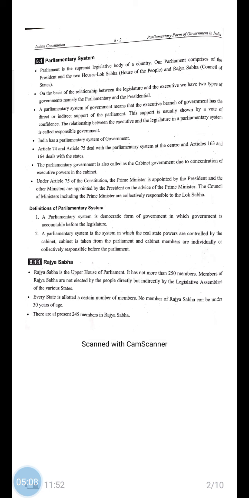So first one, let's see the Rajya Sabha. Rajya Sabha is the upper house of parliament. It contains more than 250 members, and members of Rajya Sabha are not elected by the people directly, but they are elected indirectly by the legislative assemblies of the various states. Then every state is allotted a certain number of members. No member of the Rajya Sabha can be under 30 years of age.